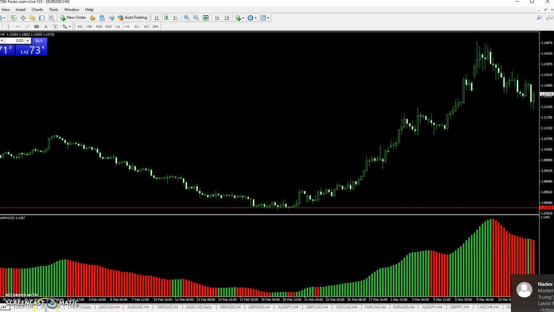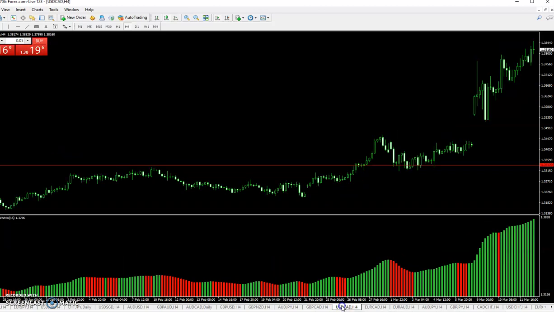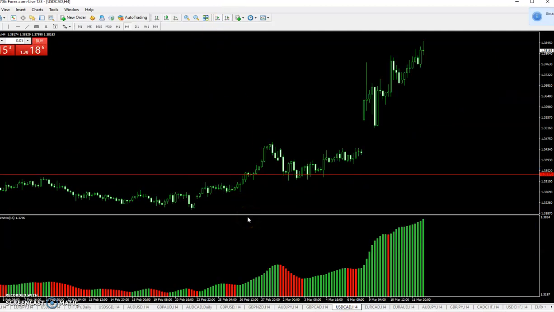I think another good one was USD JPY. Okay, let me look at the CAD here. Okay, this is the USD CAD. So this had a really good run.